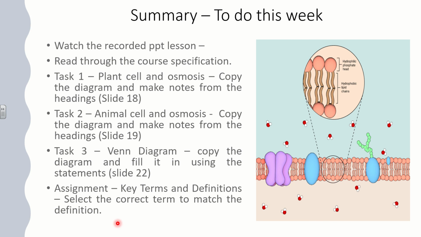First of all, you had to watch this video. Secondly, you need to read through that course specification. There are then 3 tasks that you need to do in your Jotter to ensure that you have sufficient notes. Finally, there will be an assignment on your class team, which will be the key terms and definitions for 1.2. This will be a multiple choice quiz. You will be given the definition and then have to select the correct term to match that definition.